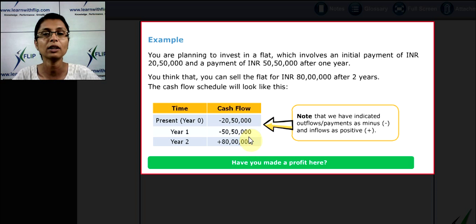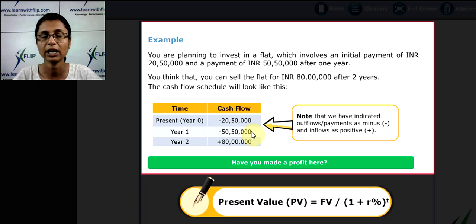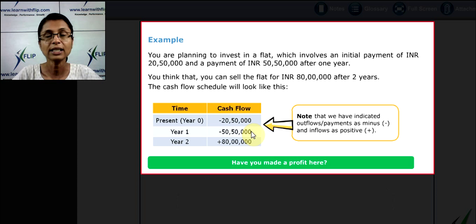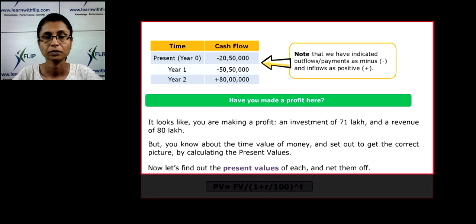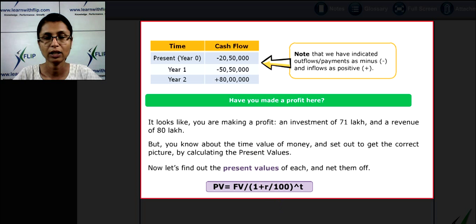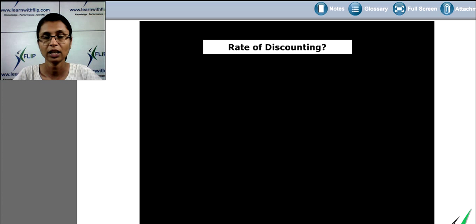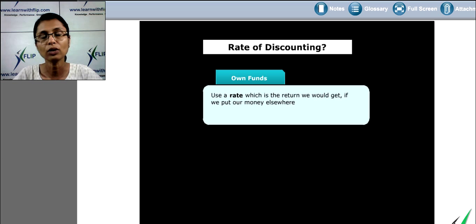But if we remember the formula of present value, it is the future value divided by (1 plus r) raised to t. What is our r? Now, that's important to understand. So, if we look at this, yeah, it looks like we made a profit, but what is the rate that we're going to use? Now, we can look at it two ways.